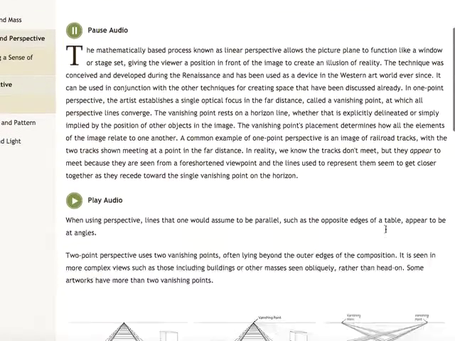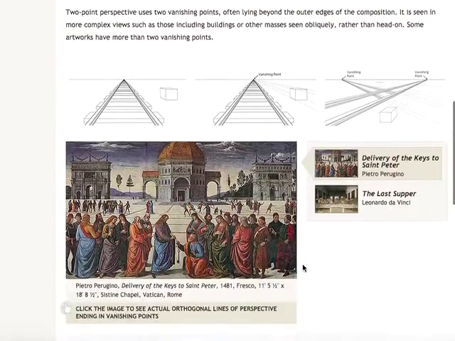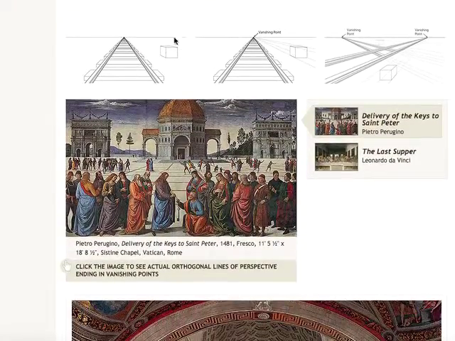In one-point perspective, the artist establishes a single optical focus in the far distance, called a vanishing point, at which all perspective lines converge. The vanishing point rests on a horizon line, whether that is explicitly delineated or simply implied by the position of other objects in the image. The vanishing point's placement determines how all the elements of the image relate to one another.